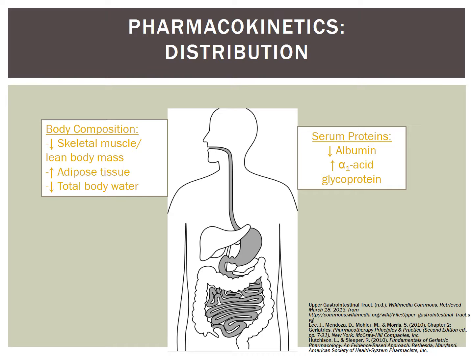We also have a change in proteins. We can have a decrease in albumin and an increase in alpha-1 acid glycoprotein. Because of our decreased albumin, we can have less protein binding of highly protein-bound medications such as warfarin and phenytoin. This will result in more free drug, leading to more effect. To summarize our distribution changes, we can have a decrease in total body water, a decrease in lean body mass, an increase in body fat, as well as a decrease in serum albumin.